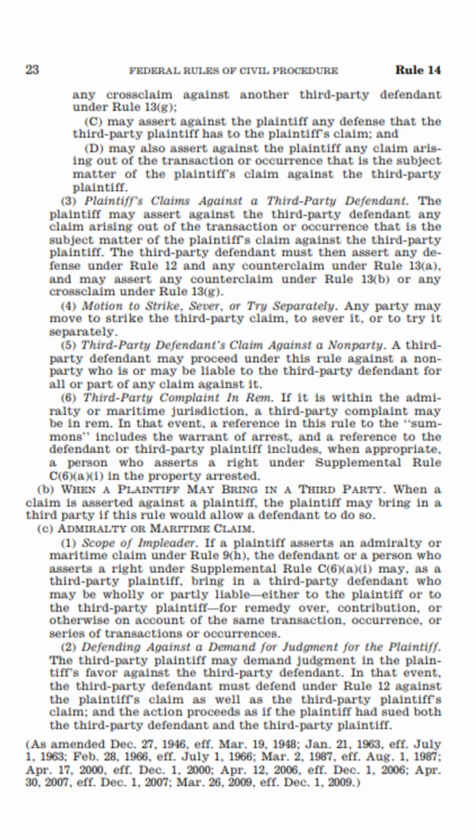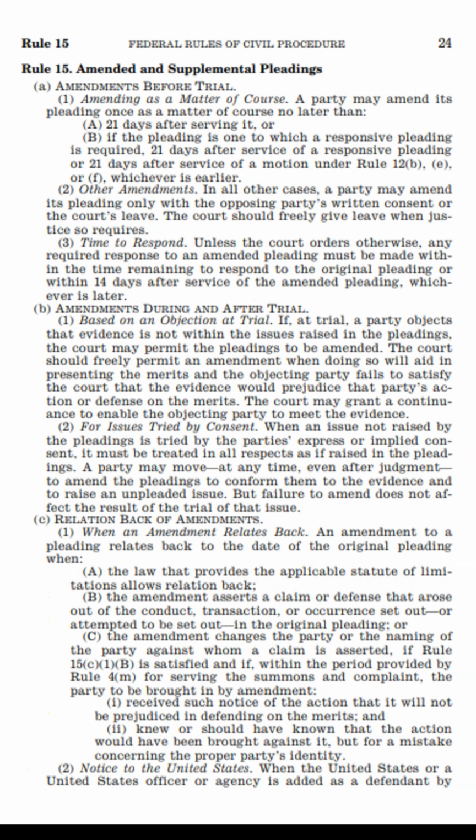The third-party plaintiff may demand judgment in the plaintiff's favor against the third-party defendant. In that event, the third-party defendant must defend under Rule 12 against the plaintiff's claim as well as the third-party plaintiff's claim, and the action proceeds as if the plaintiff had sued both the third-party defendant and the third-party plaintiff. Rule 15. Amended and supplemental pleadings.